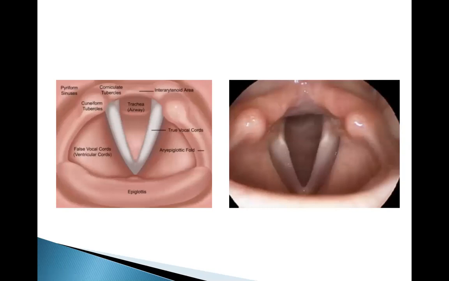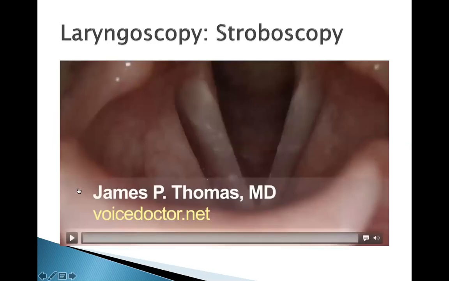So we have the cuneiforms. The cuneiforms are these guys right here and right here, and they kind of help tense the superior edge of the mucous membrane. And then we have the arytenoids back here. So this is posterior. We have the true vocal fold, and then we have the false vocal fold. And then there's the epiglottis. Okay. All right, so this will be one more laryngoscope.